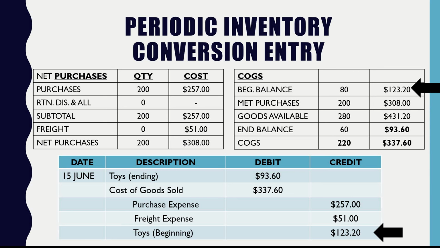So here is what the journal looks like. It's going to be inventory, whatever inventory item that you have. In this case, I was specific: I bought toys. My ending inventory is going to go first, then my cost of goods sold, purchase expense, freight expense, and then your beginning inventory is going to be your credit. Any questions here? No. All right, again, it will make more sense as we go through each exercise together.